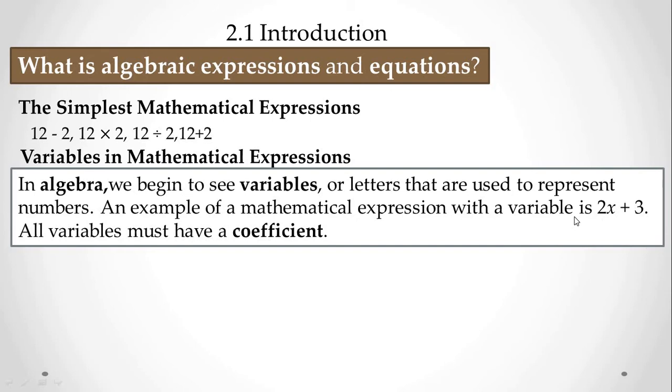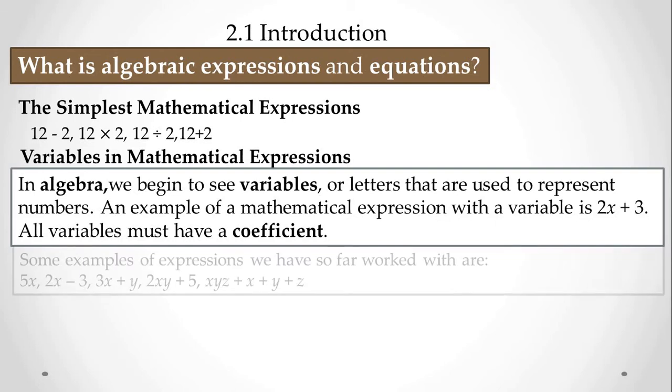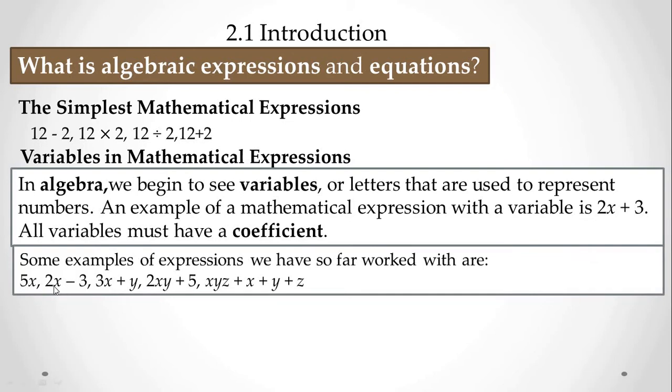Got that? So the variable in mathematical expression means variables we use like x, y, z or a, b, c like that, and it must have the coefficient. Some examples of expressions are like 5x, 2x minus 3, 3x plus y. These are the expressions and they don't have the equal sign. In the expression we are using the variable, coefficient, arithmetic operator, number. You can say this combination is known as an expression.